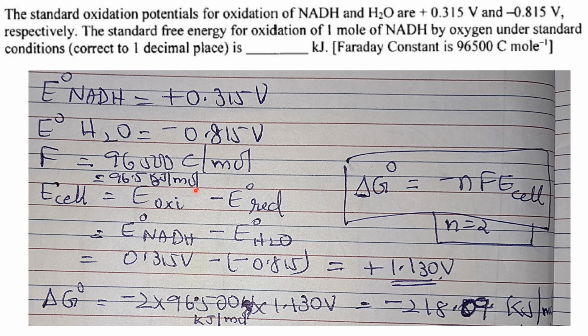So one conversion is over. Now the formula that you have to use is delta G0 is equal to minus nFE cell. E cell is E oxidation minus E reduction. So E oxidation is E0 NADH and reduction is E0 H2O. Substitute the values and you will get it as plus 1.130 volt. Now substitute it in the formula, minus nFE cell. n is equal to 2. So minus 2, F value you know, E cell value also you know, you will get it as minus 218.09 kilojoule per mole.